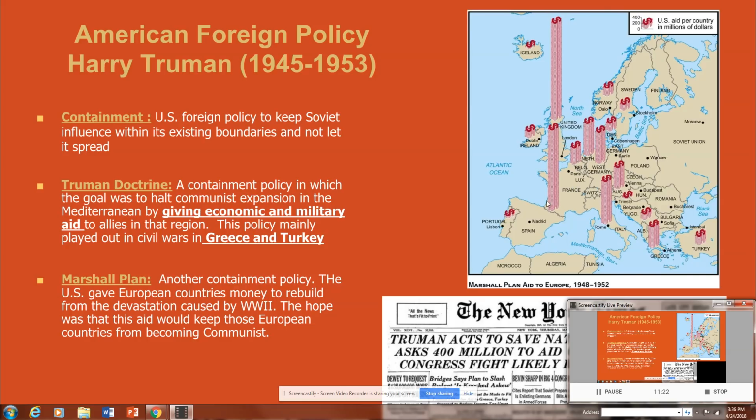And so the Marshall Plan is actually a containment policy. We give money to rebuild these countries, rebuild farmlands, rebuild cities, towns, get governments back on their feet so that they can reestablish democratic governments. People can have jobs again. They can feel stable so they're not swayed towards those more radical influences.